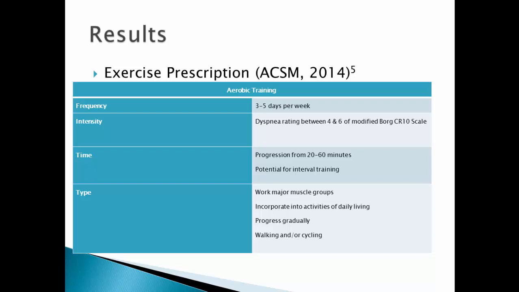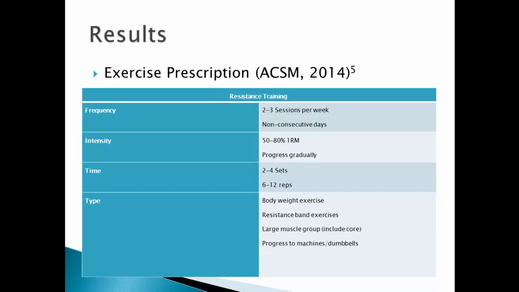The type of exercises used for aerobic exercise uses major muscle groups and incorporates into activities of daily living, will progress gradually, and is primarily walking or cycling. Resistance training is also frequently used. It's recommended by ACSM to be conducted 2 to 3 times per week on non-consecutive days at 50 to 80% of 1RM and progressing gradually.